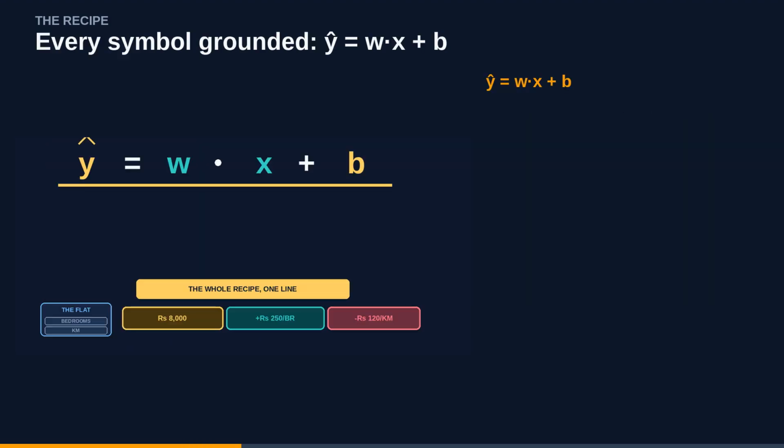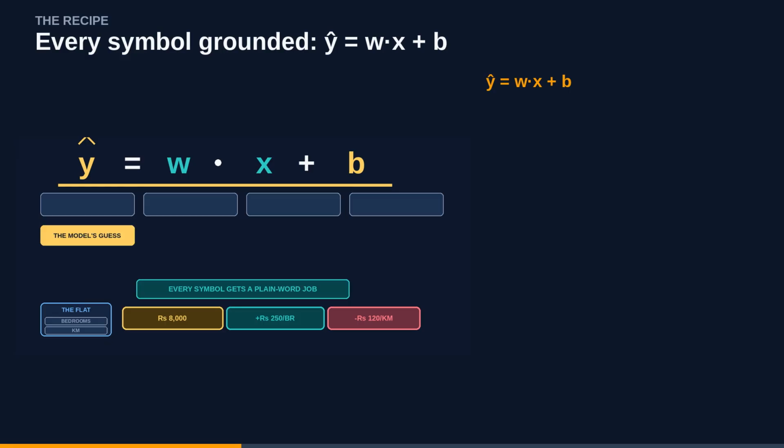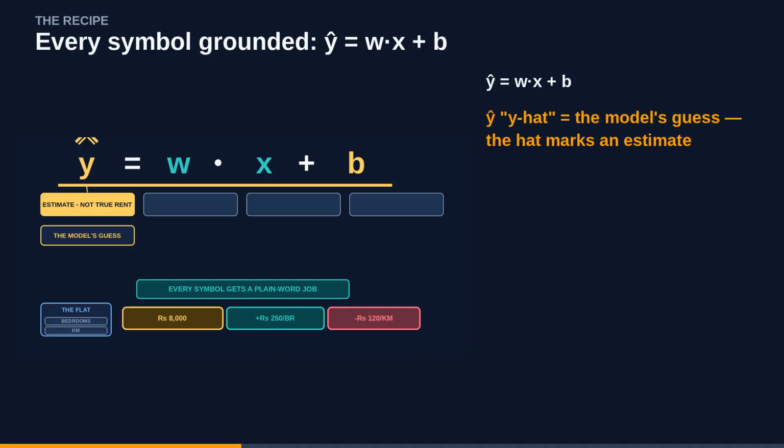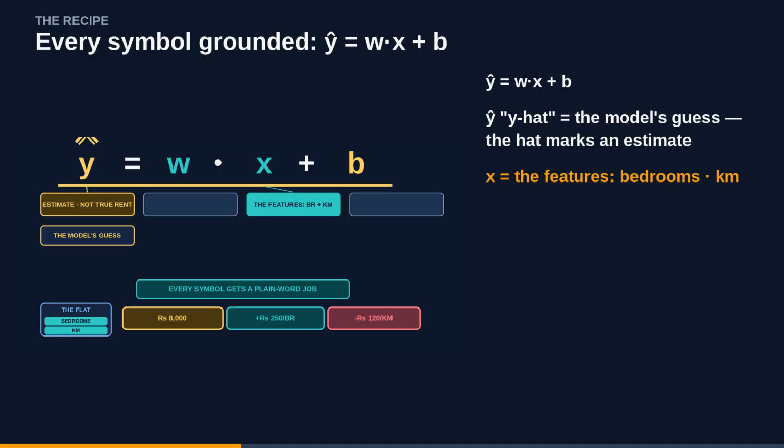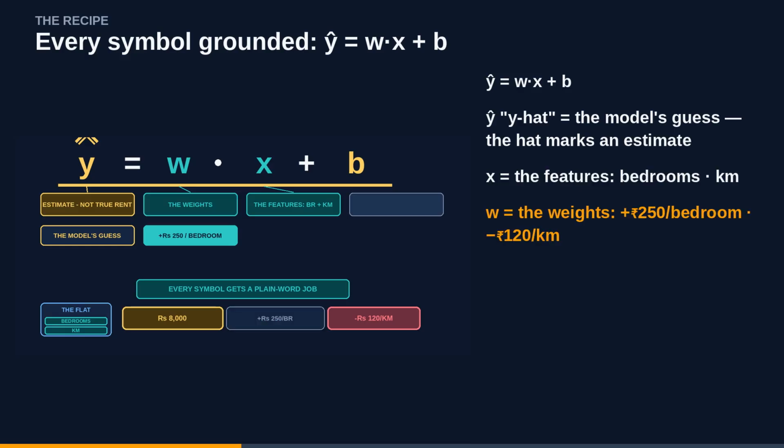Written compactly, that recipe is y hat equals w.x plus b, and every symbol earns a plain word grounding right now. Y hat is the model's guess at the target. The hat on top marks it as an estimate, not the true rent. X stands for the features here, the bedroom count and the distance. W is the list of weights, 1 number per feature, saying how hard each feature pushes the guess up or down. Plus 250 per bedroom is a weight, and so is minus 120 per kilometre.